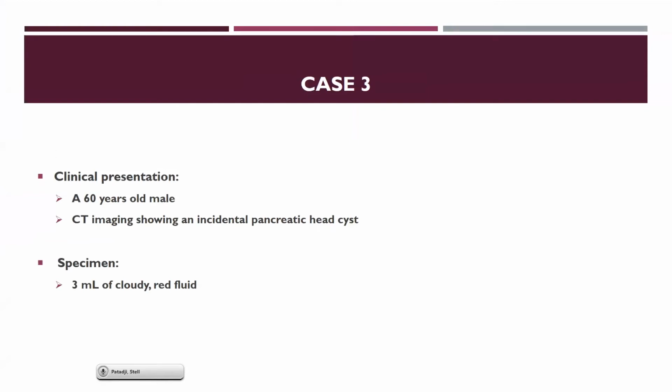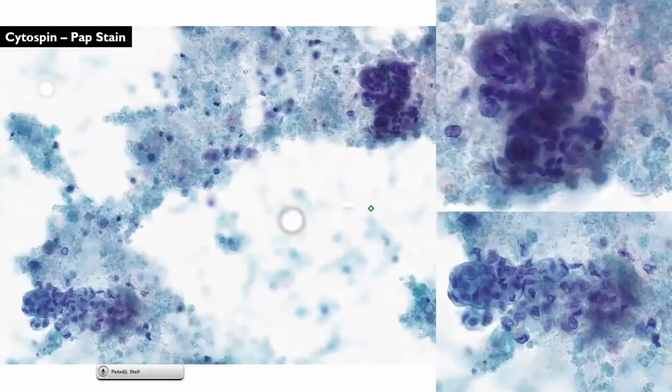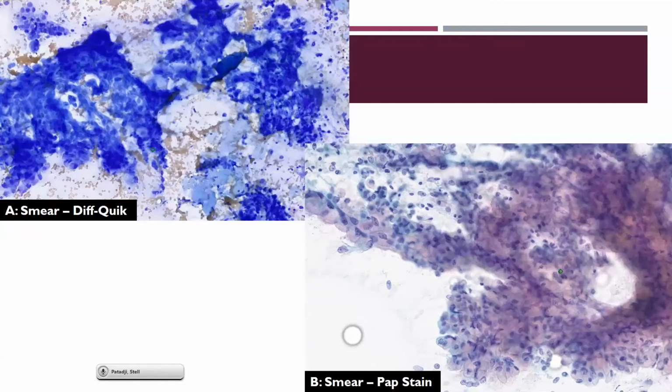Case 3 is that of a 60-year-old male with an incidental pancreatic cyst. We received 3 milliliters of cloudy red fluid. The cytospin showed three-dimensional large groups of ductal cells with abundant cytoplasmic mucin and irregular nuclear membrane in a background of abundant debris. The smears from the mural nodule showed similar finding with evidence of extracellular mucin on the lower right corner of the Diff-Quik smear in A.